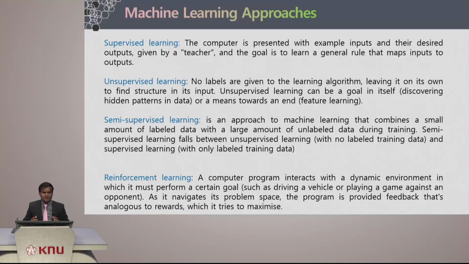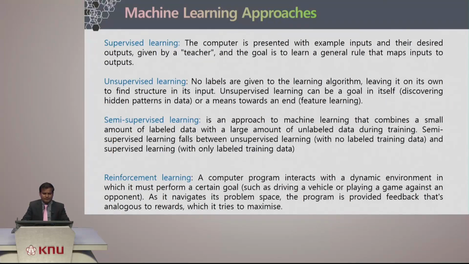And in semi-supervised learning, this approach to machine learning combines a small amount of labeled data with a large amount of unlabeled data during training. So it's a combination of both supervised and unsupervised. This semi-supervised learning falls between the unsupervised learning with no labeled training data and the supervised learning with only labeled training data.